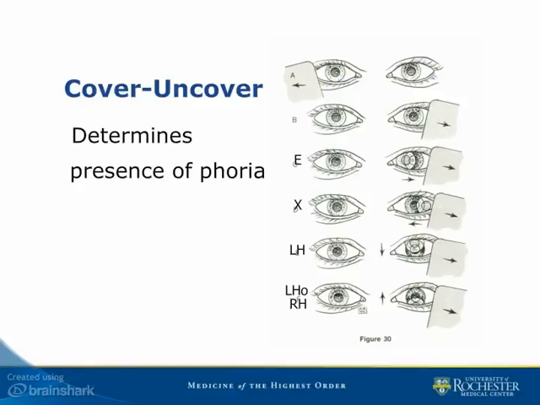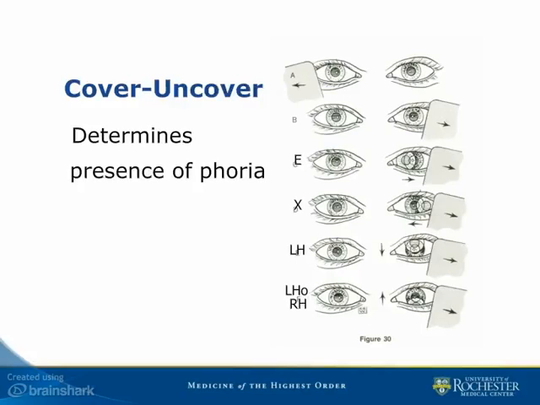So the cover-uncover test determines the presence of a phoria. Most patients have some latent misalignment of their eyes, so this test will bring that out. The idea is that you break up fusion by placing a cover, then you take the cover away to see if there's any fusional movement of the eyes.